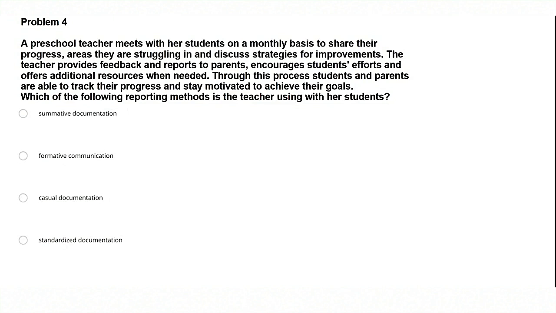So let's see if we can find a few keywords in the question. The first word that I noticed that's important is going to be monthly basis. Okay, meeting with them on a monthly basis is a pretty ongoing, frequent thing. So this is definitely going to be something we need to pay attention to. The teacher is going to provide areas that they're struggling with and discuss strategies for improvement. So we're looking at something long-term that can help on a short period basis. The teacher is going to be providing this feedback and is going to report to parents and the student to discuss ways to improve and to offer additional resources when needed.